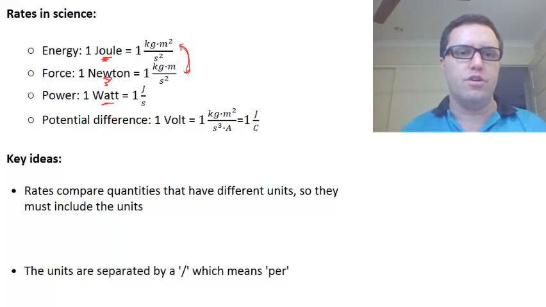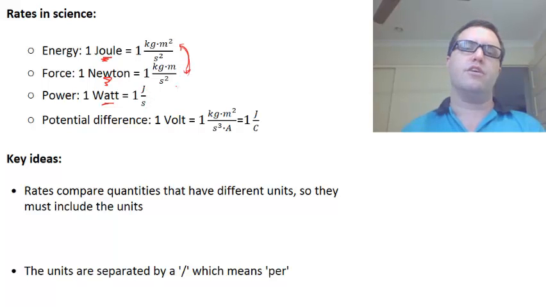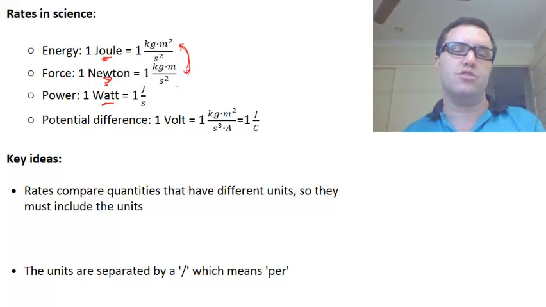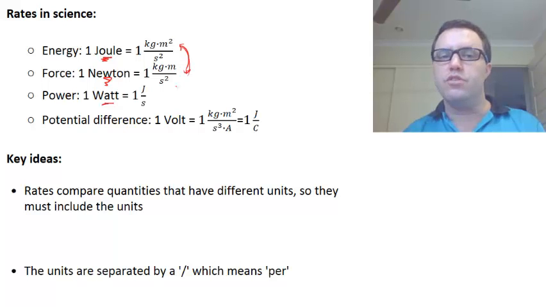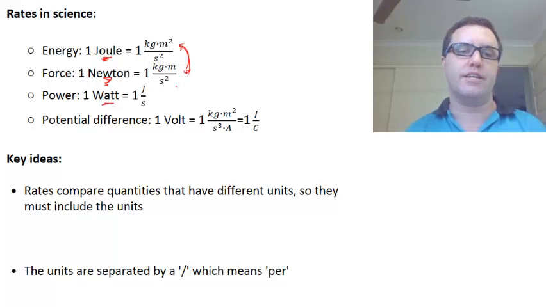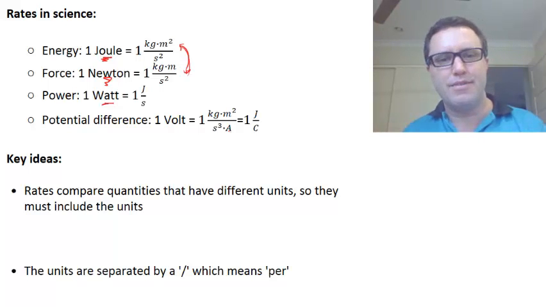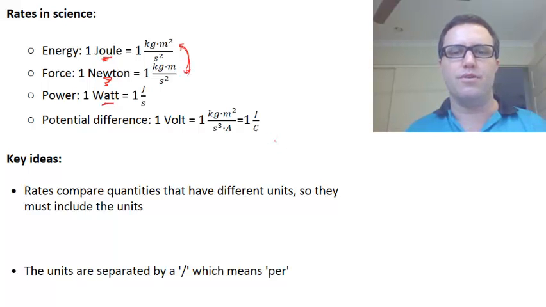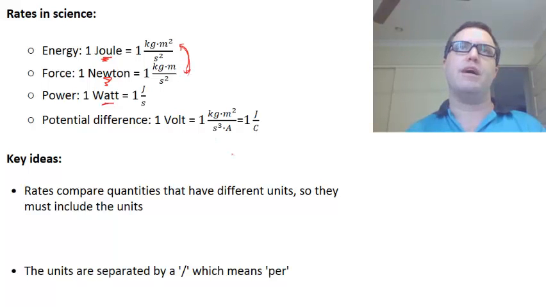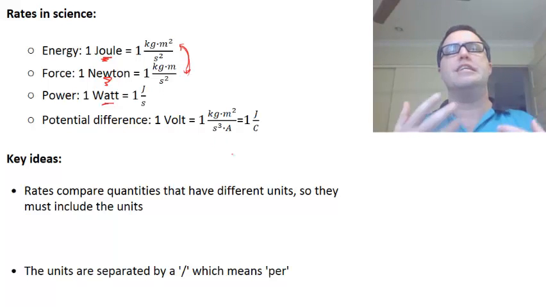Power is measured in watts, which is 1 joule per second. So if 1 watt of energy is being consumed, that means that 1 joule of energy is being consumed every second. And potential difference, which is the difference between two different electric potentials, is 1 kilogram meters squared per second cubed per amp. That's kind of ridiculous, but we're talking about 1 joule per coulomb, which talks about how much energy it's going to take to move some charge from here to here.